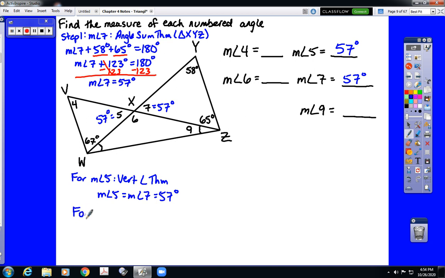We also can quickly find the measure of angle 6 now based on the supplement theorem, which says that the measure of angle 6 plus the measure of angle 7, which is 57 degrees, equals 180 degrees. So then we would subtract 57 degrees from each side, and we would get that the measure of angle 6 is 123 degrees.